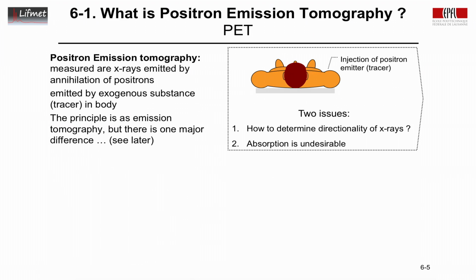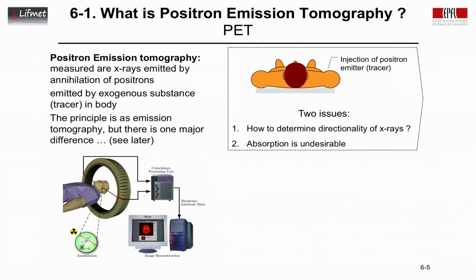So the principle therefore is similar as what we discussed last week with SPECT, but there is a major difference, and you will see in a short while where this difference comes from. So if you look at the setup of a PET scanner, we have the detector ring, here's the subject, we have electronics, here's a coincidence processing unit, we have the computer for the reconstruction, and here we have the process that's at the heart of what we are detecting, and that's the annihilation of the positron.